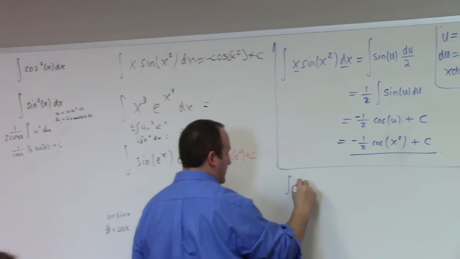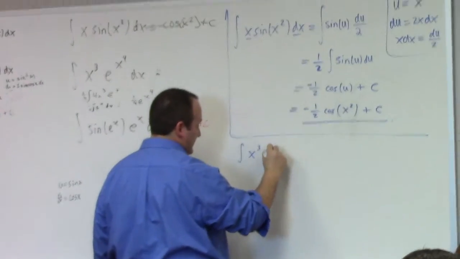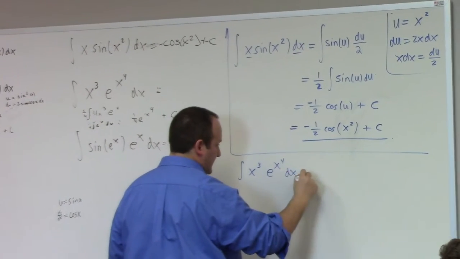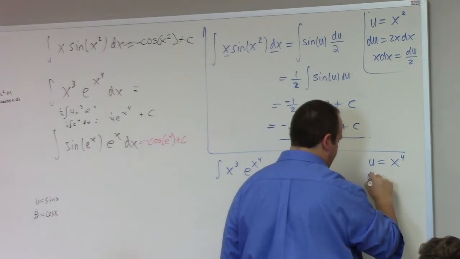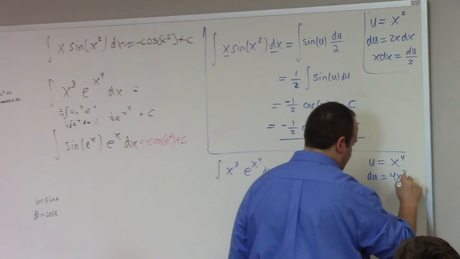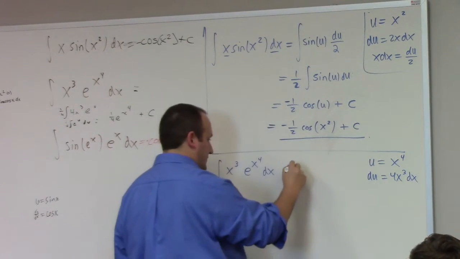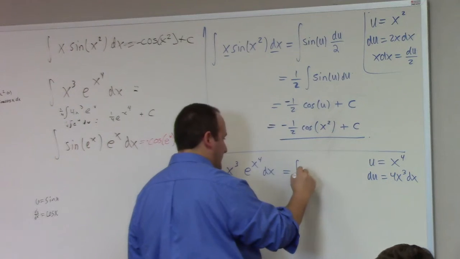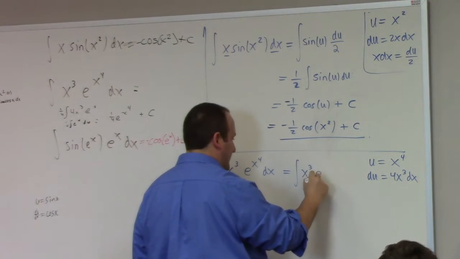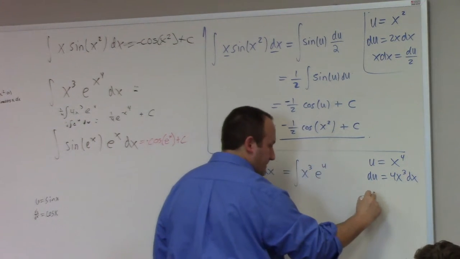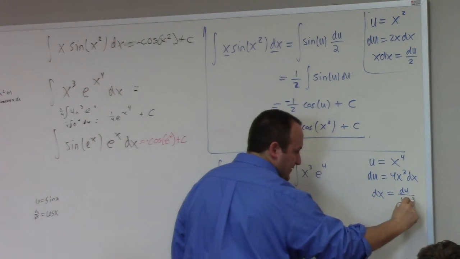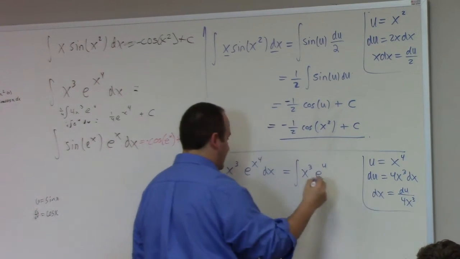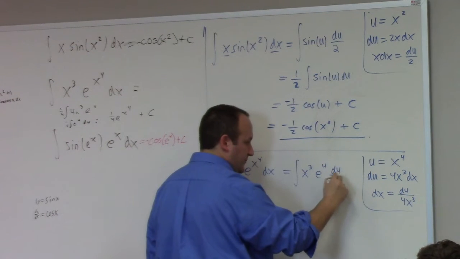Integral of x cubed e to the x to the fourth dx. So I would put u equal x to the fourth. That makes my du 4x cubed dx. So now you can do this different ways. Like this is the integral of x cubed e to the u, and dx is what? Maybe you were taught to do them this way, right? You just solve for dx and plug it in. Were you guys taught that way?